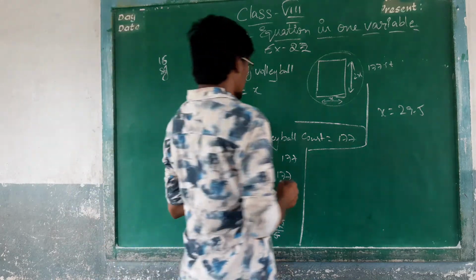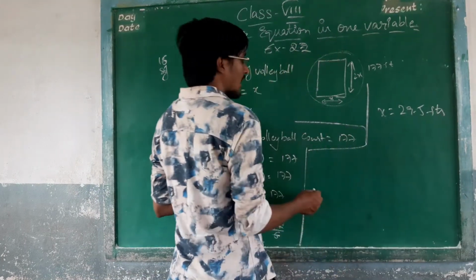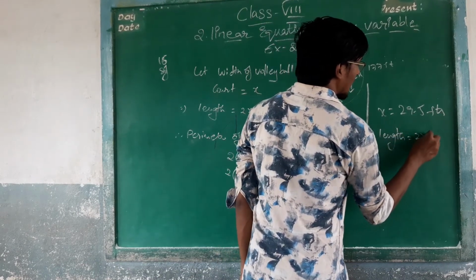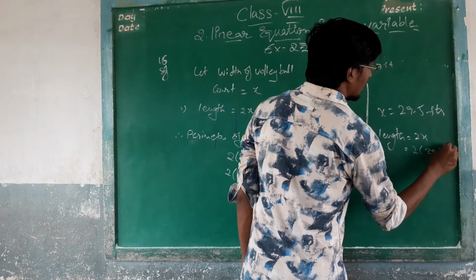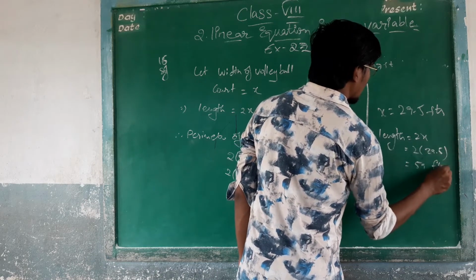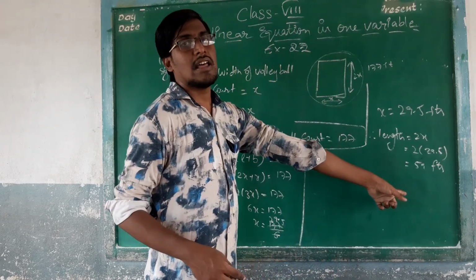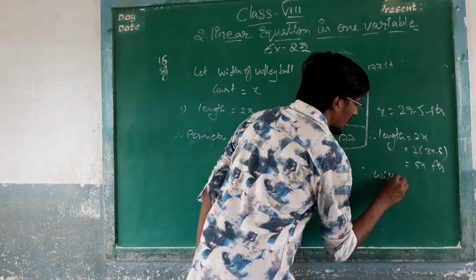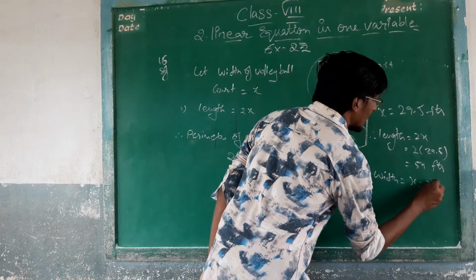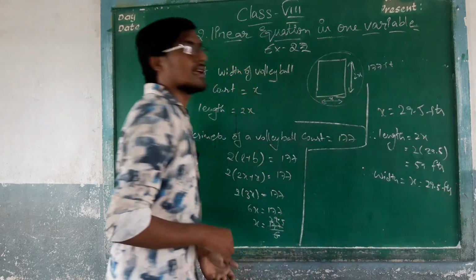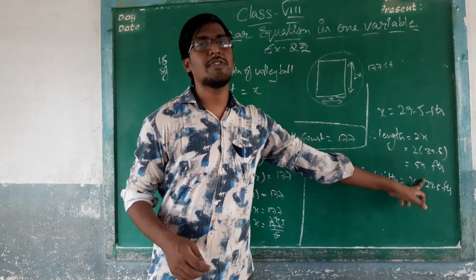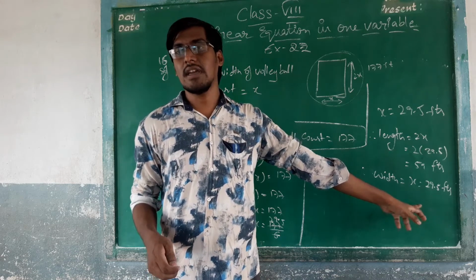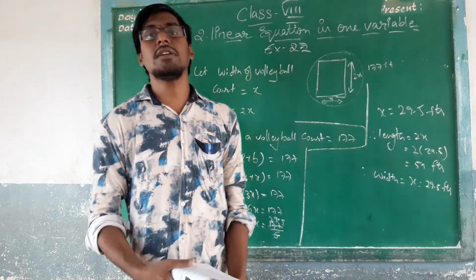What is x here? Width. 29.5 feet, and therefore the length, what is the length here? 2x, that equals 2 into 29.5, that equals 59 feet. The length of the volleyball court is 59 and the width equals x, that is 29.5 feet. So the length of the volleyball court is 59 feet and the width is 29.5 feet. Okay, next move on to the 17th sum.